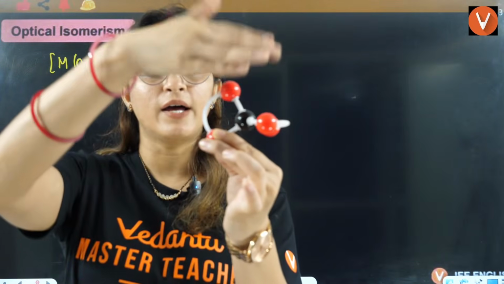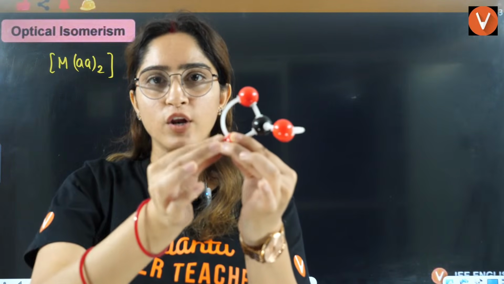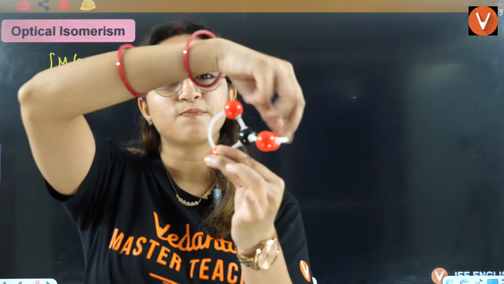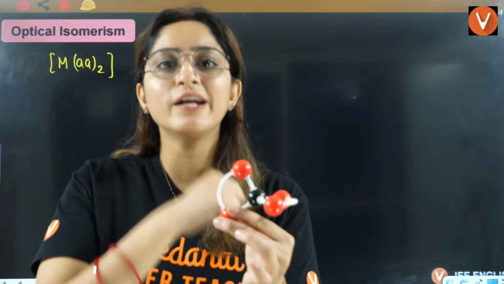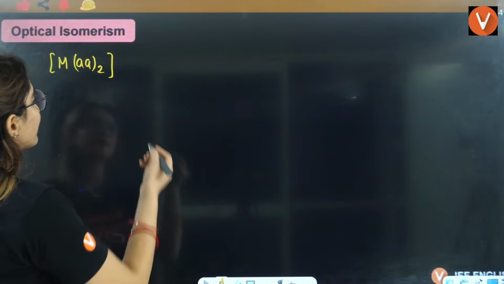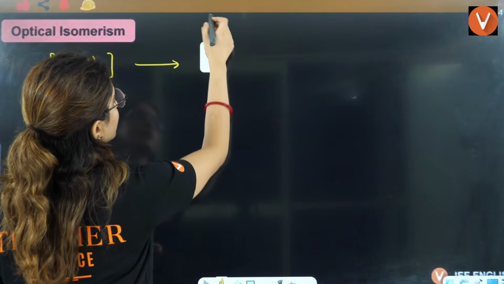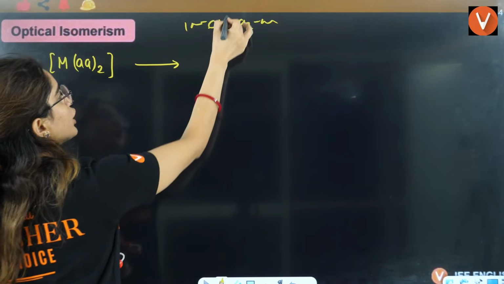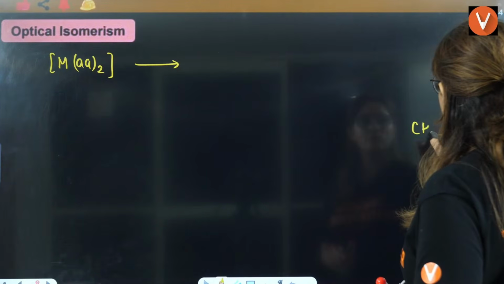One bidentate ligand, one. If I pass a plane like this, it will slice this full bidentate into equal halves, and this part will be divided into equal halves, right? So definitely a plane of symmetry is present. What kind of bidentate ligand? Bidentate ligand like NH2 CH2 CH2 NH2.